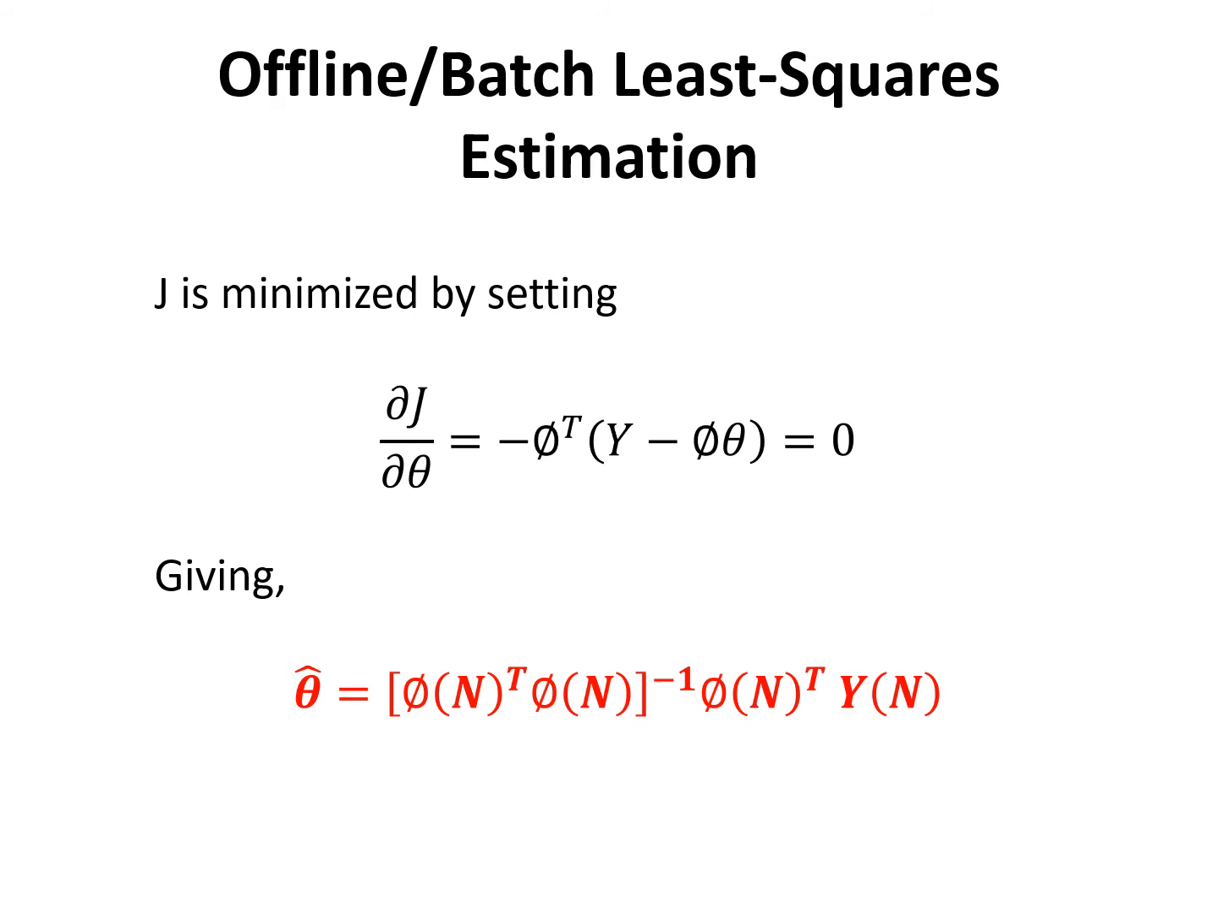So J is minimized by expanding the quadratic function, finding its derivative, and equating it to 0 to find the minimum point, dJ over d theta equal to 0. And this will give the equation that we already derived in our first lecture, theta hat LS equal to (Phi n transpose Phi n) inverse Phi n transpose Yn.